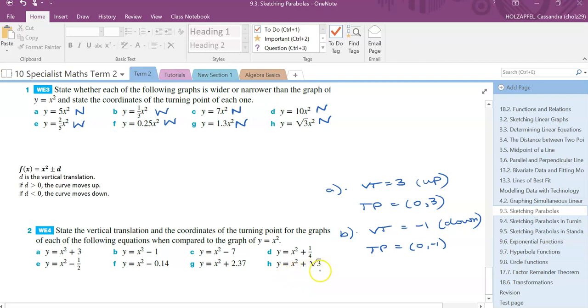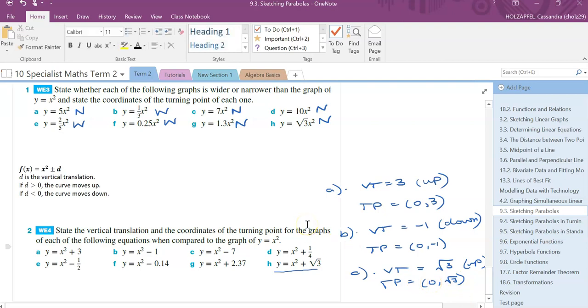Okay, we've got an irrational number here, a surd. I've done a video on surds. I put it in my Algebra Basics playlist. So if you want to find out what a surd actually is, check it out. But let's have a go at this last one here, because this one's kind of a tricky looking one. For this one, the vertical translation is still just going to be the value that I got on the end here. It's positive root 3. So it's going to move up by root 3 units, which is about 1.7. And the turning point is going to be (0, root 3). I'm leaving this in root 3 form because it's an exact value, whereas 1.73 and so on is not an exact value. I like easy things. This is nice and simple.